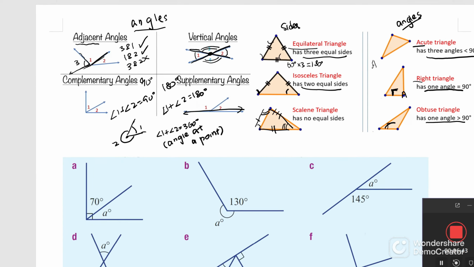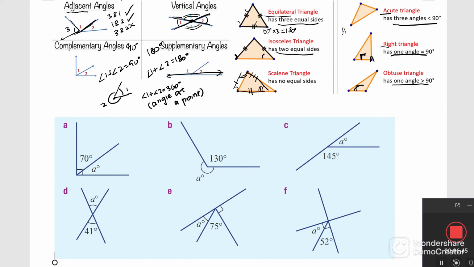I'm going to do a few examples here. Now, question A. Immediately when you see a right angle, I think of 90 degrees right away. So A would equal 90 degrees minus 70. And we always need to give a reasoning. In this case, it will be complementary. So refer to the table on the top when you don't remember which reason to use.